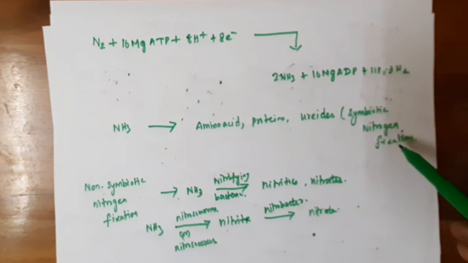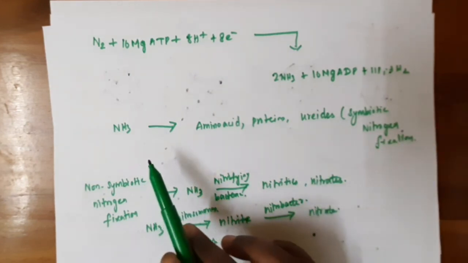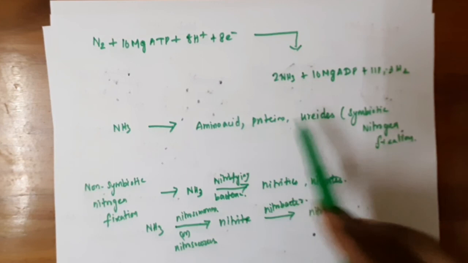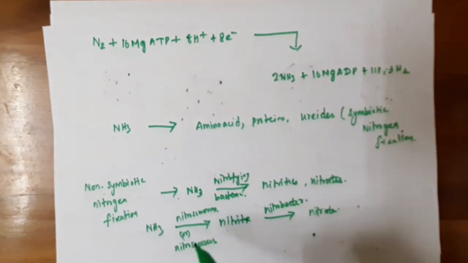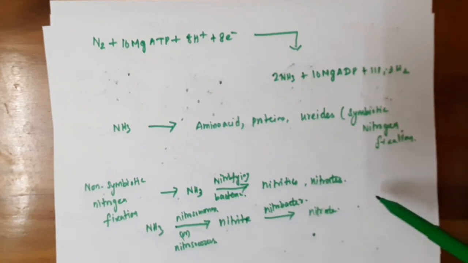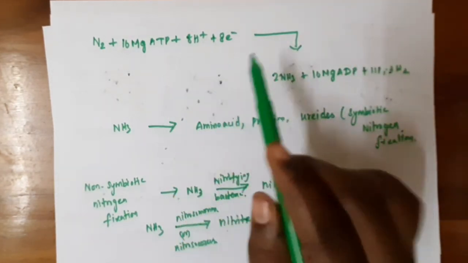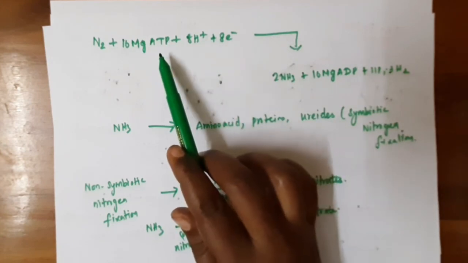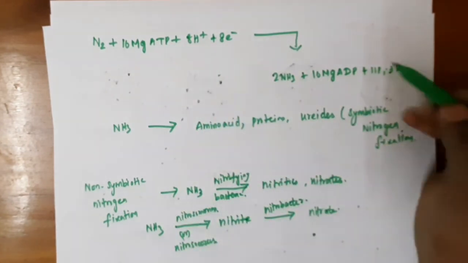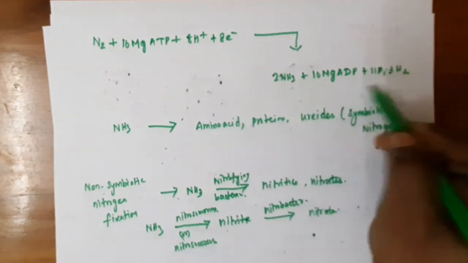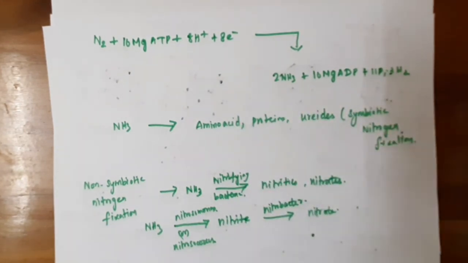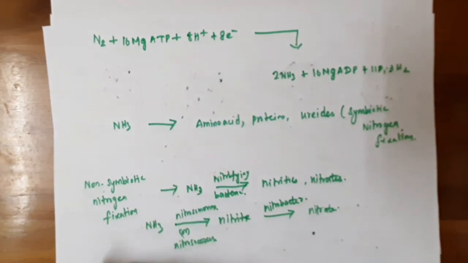In symbiotic nitrogen fixation, the ammonia produced is converted into amino acids, proteins and urates, and in non-symbiotic nitrogen fixation, the ammonia produced is converted into nitrites and nitrates using nitrifying bacteria. This is the overall reaction of nitrogen fixation. It needs energy, which is given by the hydrolysis of ATP to ADP, where Pi is the inorganic phosphate. So this is about nitrogen fixation in plants.